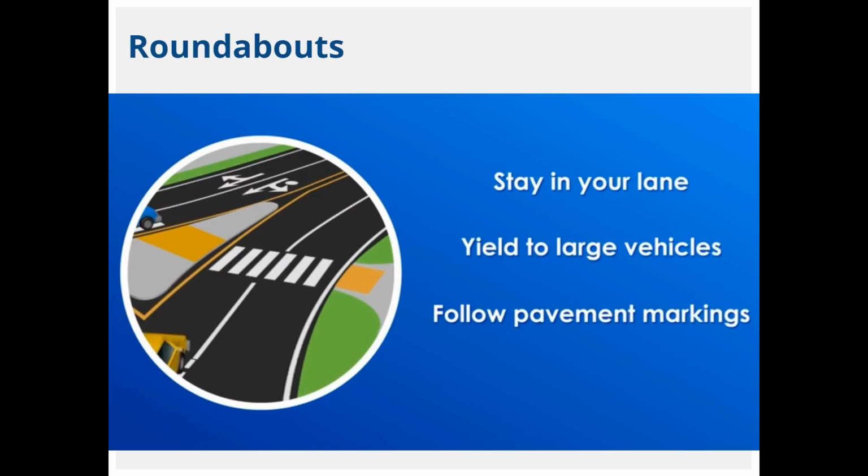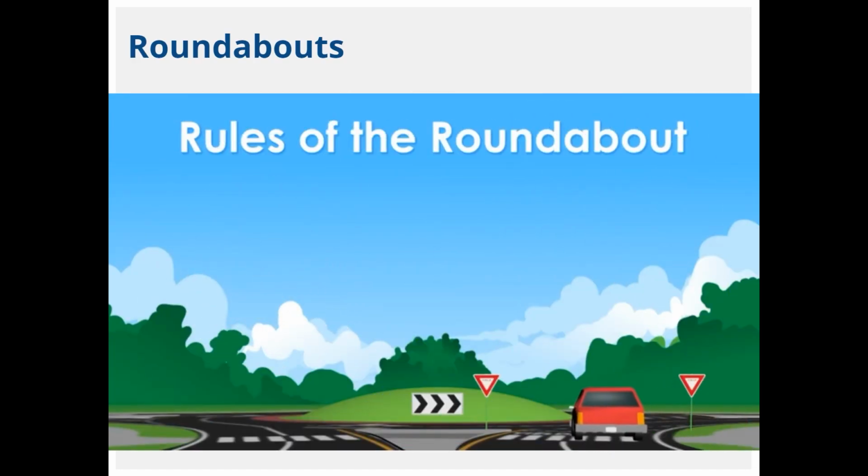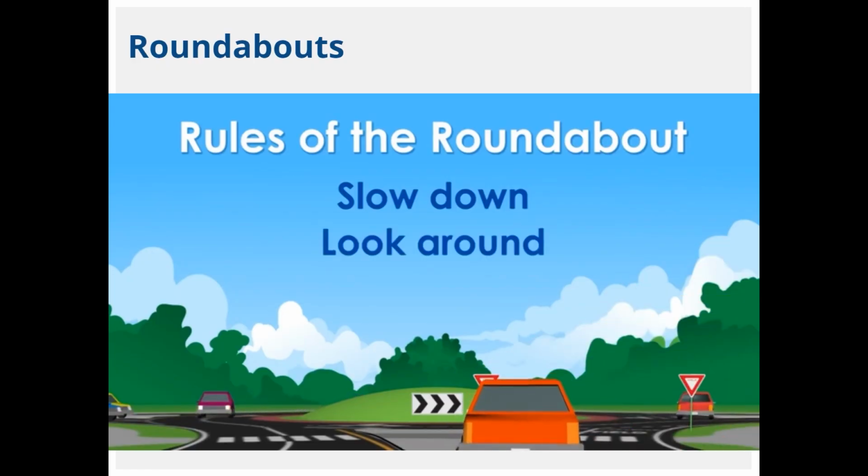Look around one more time for anyone in the crosswalk and be ready to yield to them as you exit. That's it. So next time you're at a roundabout, make sure to follow these simple rules. Slow down, look around, be ready to yield.